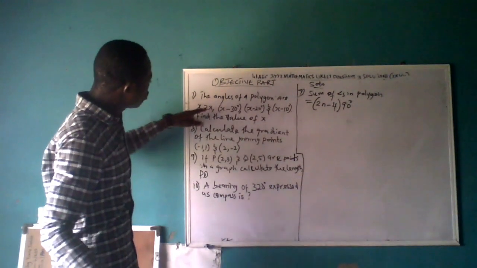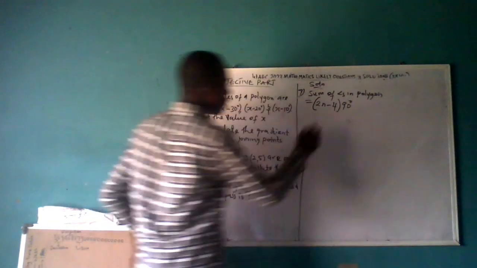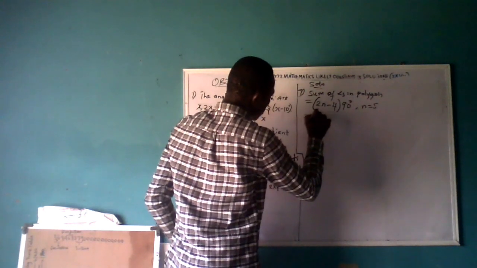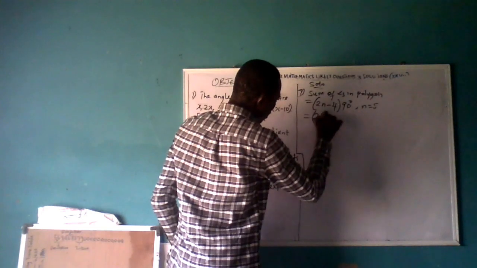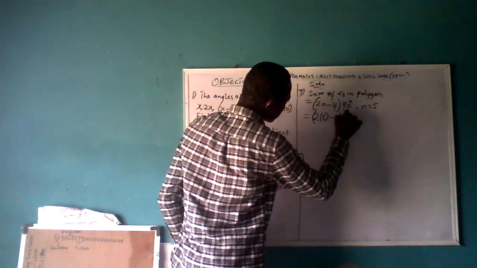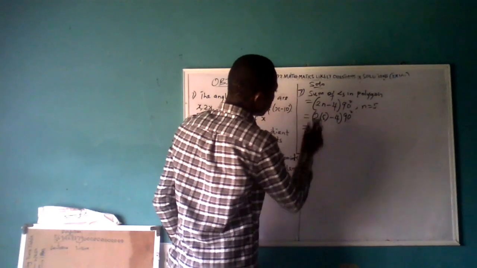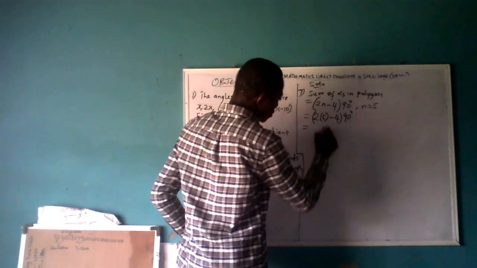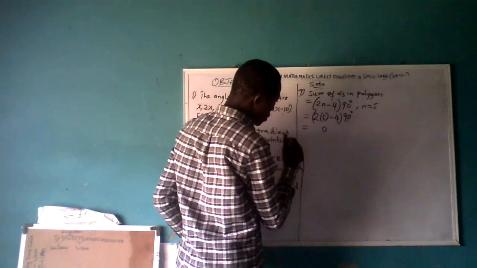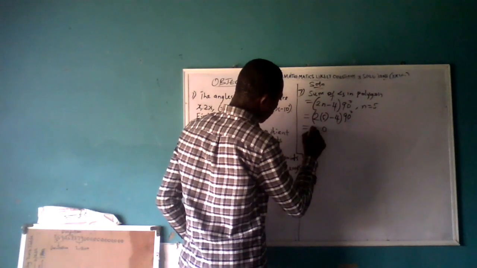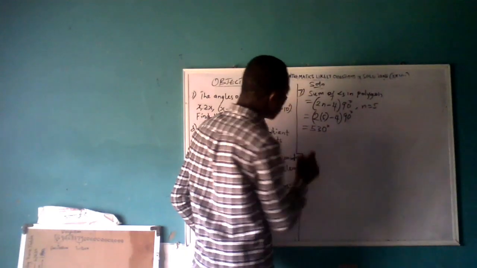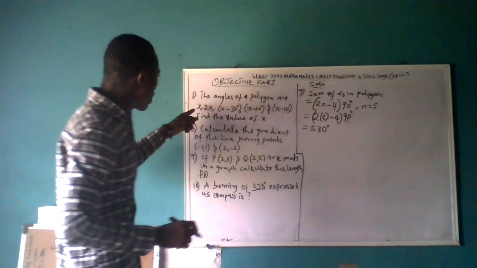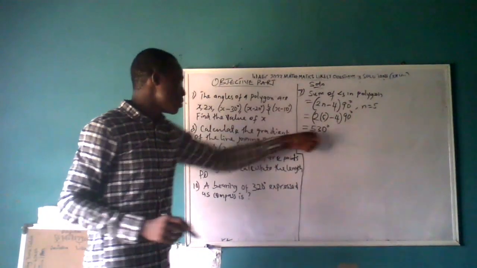Now, how many angles do we have? 1, 2, 3, 4, 5 angles. So n is equal to 5, and the sum is 2 multiplied by 5 minus 4, multiplied by 90. So you have 10 minus 4, that's 6, and 6 times 90 gives you 540 degrees. The sum of the angles in the polygon is equal to 540 degrees. So having done that, you can equate the sum of all this to it, and straight away you find your x.